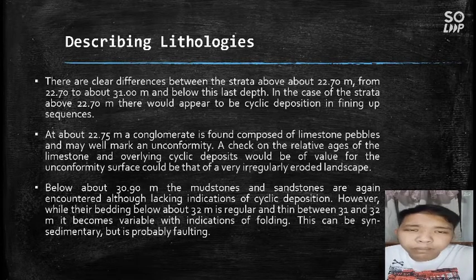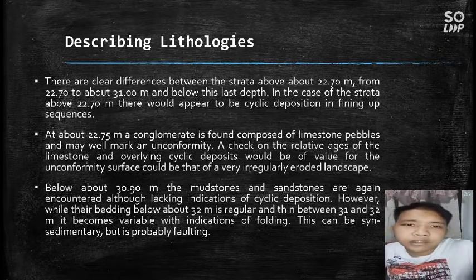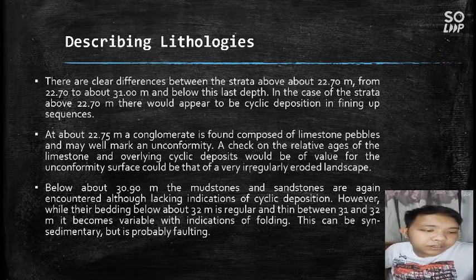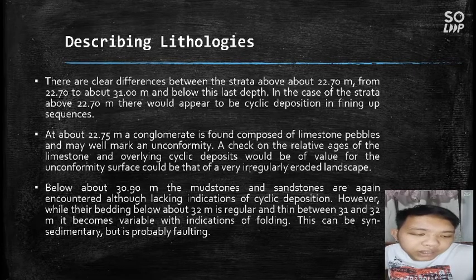Lastly, below about 30.9 meters the mudstones and sandstone are again encountered, although lacking indications of cyclic deposition. However, while their bedding below 32 meters is regular, between 31 and 32 meters it is thin and becomes variable with indications of folding. This can be sedimentary, but is probably faulting.